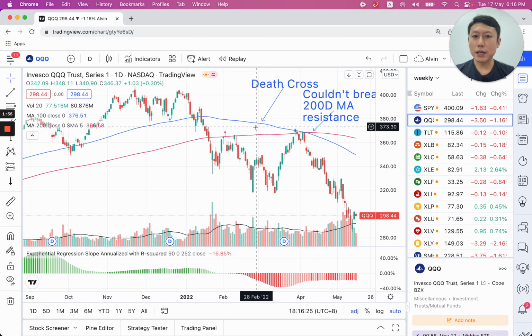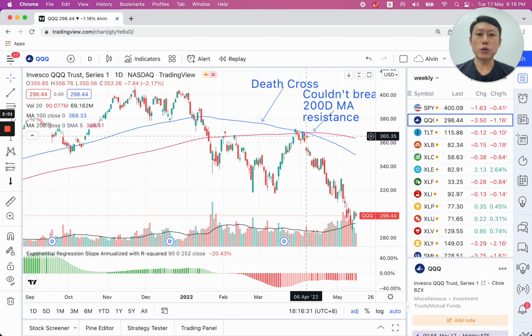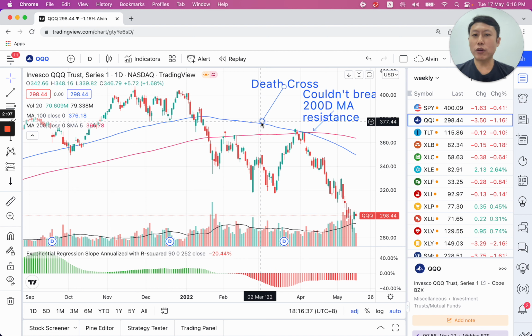If you use a 50-day moving average, the 50-day will cross below the 200-day moving average faster than the 100-day could. So it happened around March this year, and now we are in May at the time of recording. So the death cross has already happened, and it is another very bearish sign. It's very hard for the index to recover. Not that it couldn't, it's just you need a lot of good news to recover from where we are right now.